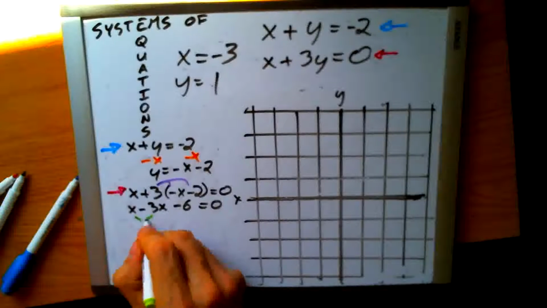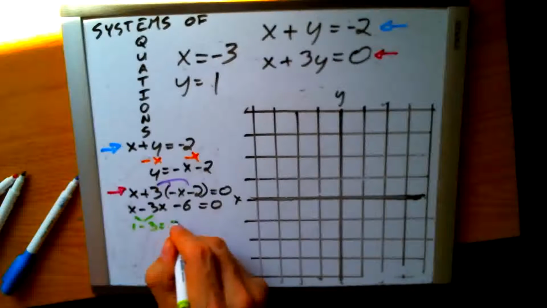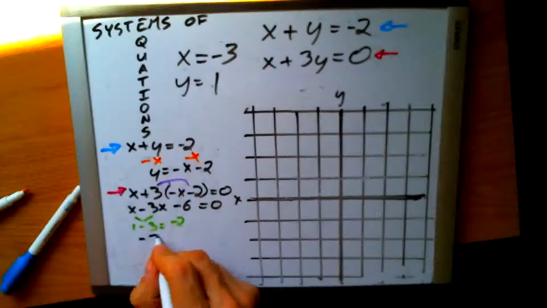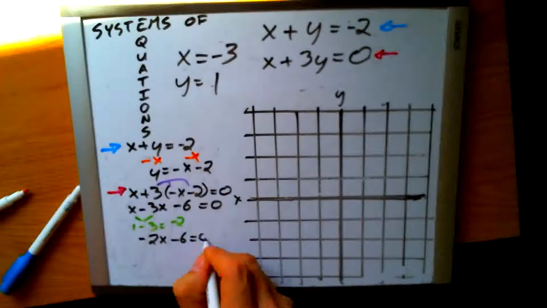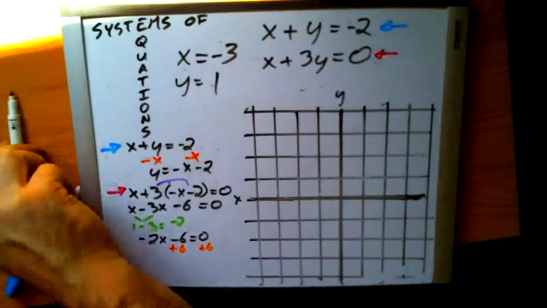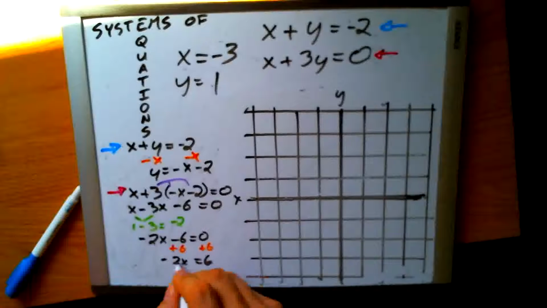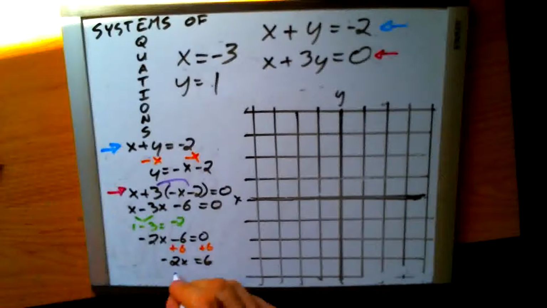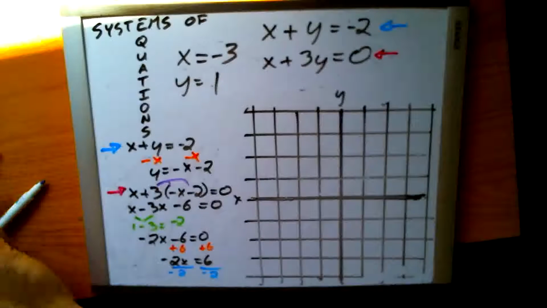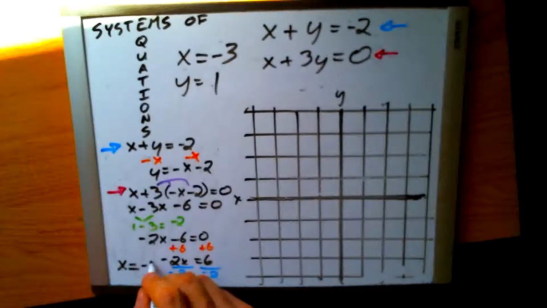Now let's group our like terms. 1x minus 3x equals, sorry, just -2x. So -2x minus 6 equals 0. We can add 6 to both sides to get -2x equals 6. And we will divide both sides by -2 to get x on its own. So we have x equals -3.